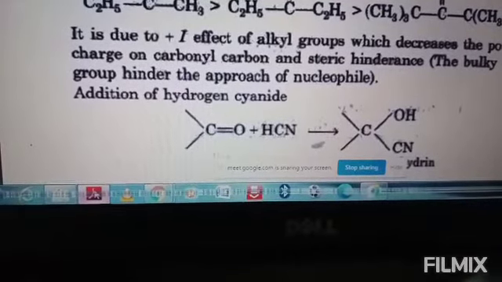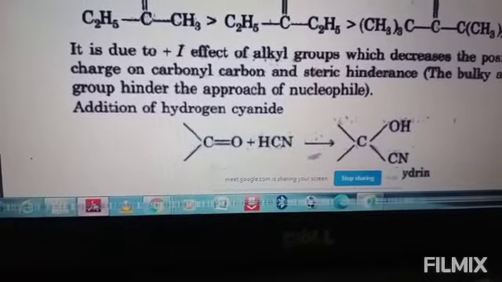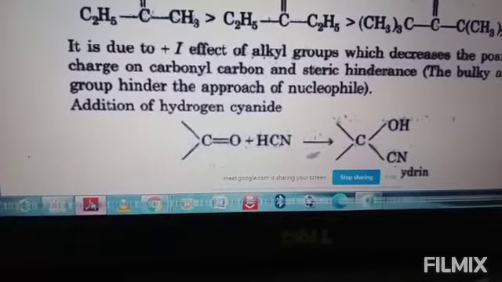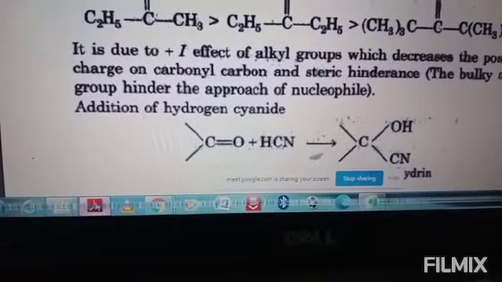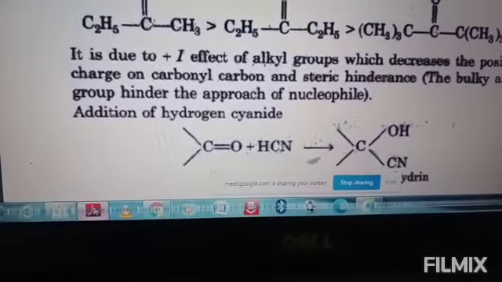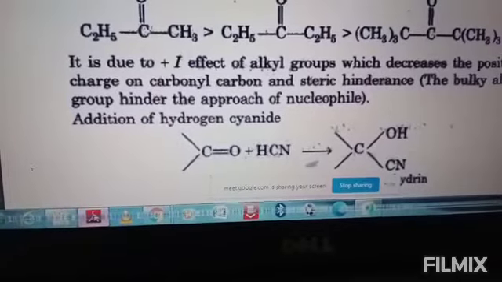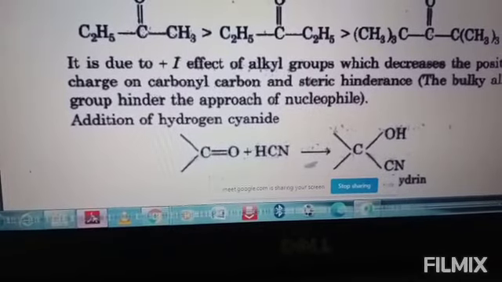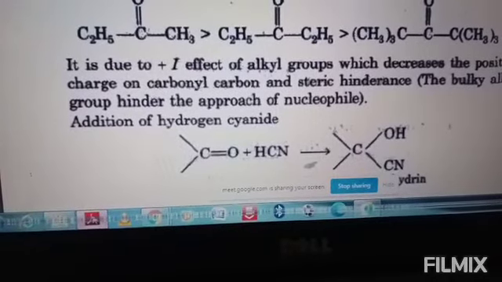Electronically also you can explain it. Electronically, the benzene ring possesses more electron density than the CH3CH2 group. So nucleophilic attack is more difficult. That means the first step is difficult, and hence the reactivity gradually decreases. Thus, benzaldehyde will possess lower reactivity in nucleophilic addition reactions than propanal. Like this, you can write it.